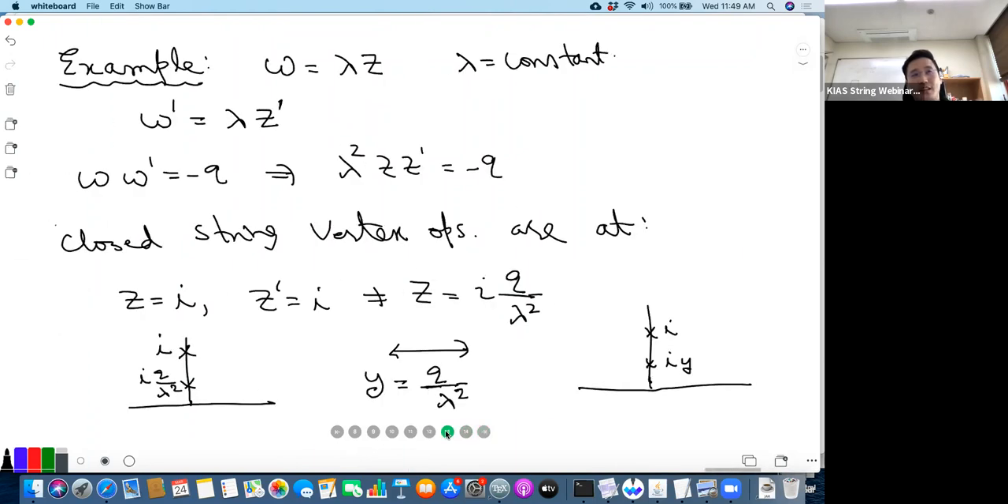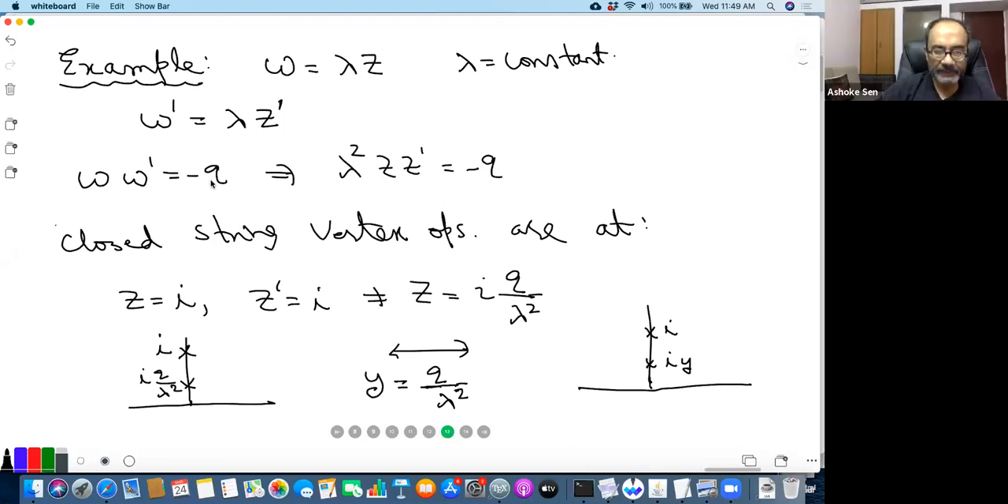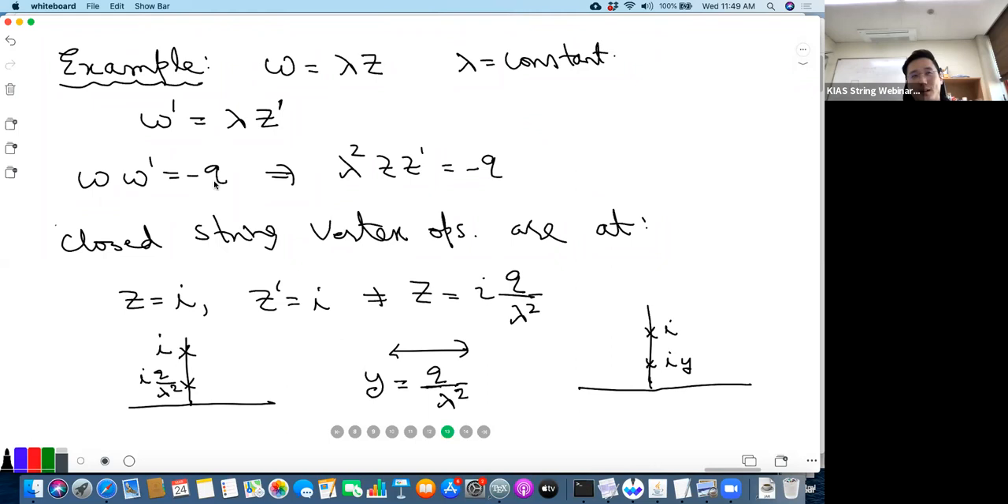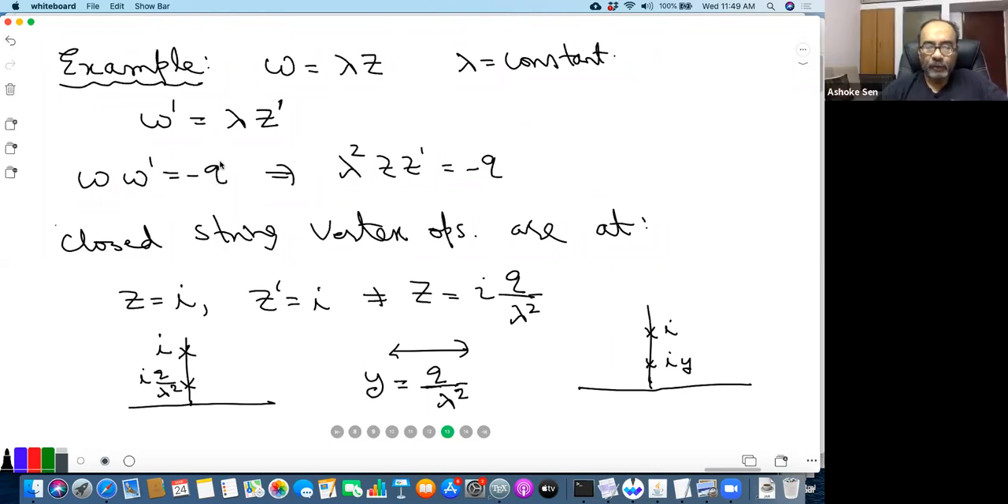Yes, this is clear, but I have one question with that identification. For example, omega times omega prime equal minus q. Is it a unique way to identify the plane? Well, it's not unique, but string field theory gives you this.